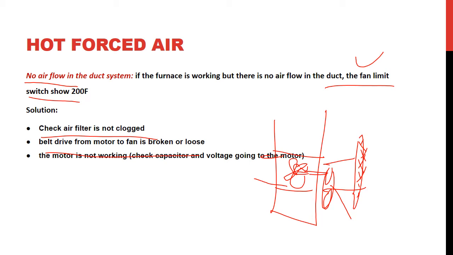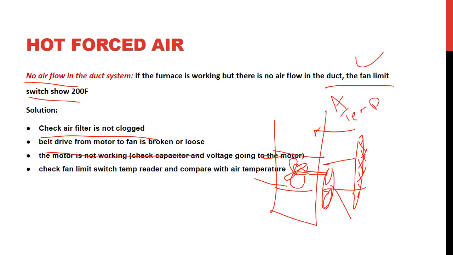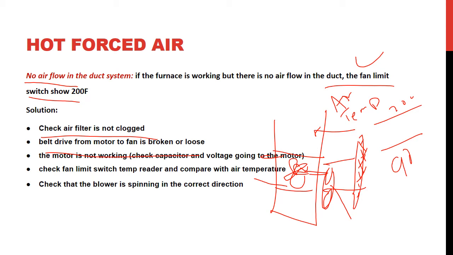So if you have a problem with the flow, probably something is wrong with the motor, filter, or the air passages going through the duct. Check the fan limit switch, make sure the temperature is correct. There's a fan limit switch here that will make sure the air temperature will be between two limits. So it should be from, I think, low is 90 and higher is 200. If the air temperature is not between those two limits, probably it's not going to turn on. Check the blower is spinning in the correct direction.